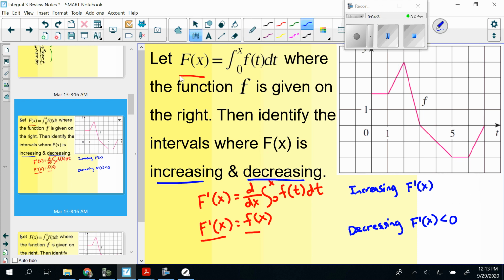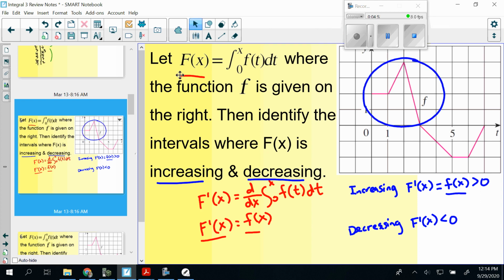So what we want to do is figure out where F prime is greater than 0, but we also know that's equal to our function. Where's that greater than 0? We know this from the picture. So we go to our picture and find where this function has positive values. That would be right in here. So this graph is going to be increasing on the interval from 0 to looks like 3, because that's where f of x has positive points.